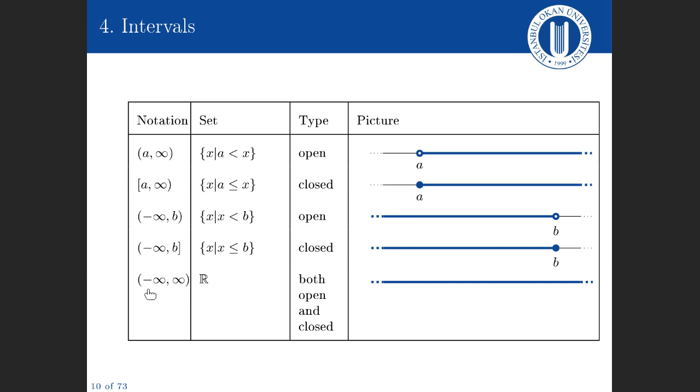The bottom one, round bracket minus infinity comma infinity round bracket, that's another way to say R. That's the whole real line. And using this exception to the rule, this is both open and closed.